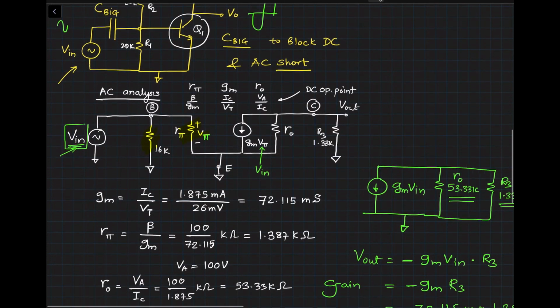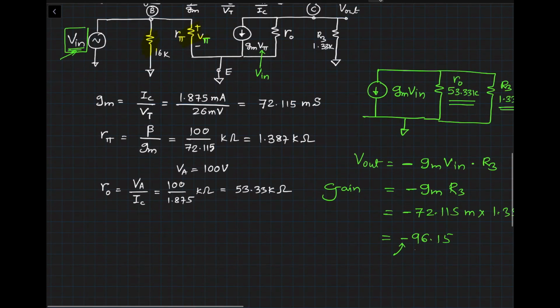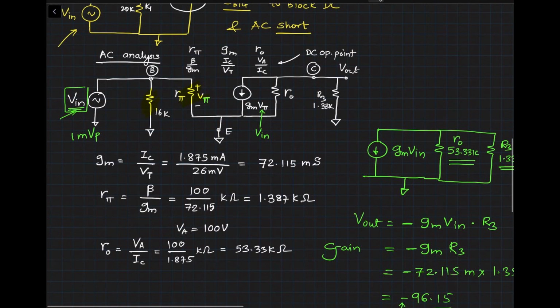And the gain of 96 is telling you that if I apply a 1 millivolt peak signal here, I should see at the output approximately 96.15 millivolts. So you can certainly see there is a large gain using a bipolar transistor, and we can even get higher gain.